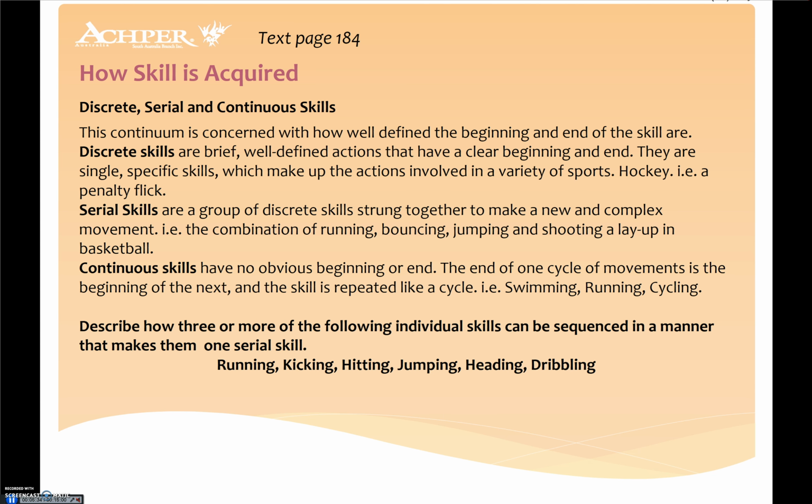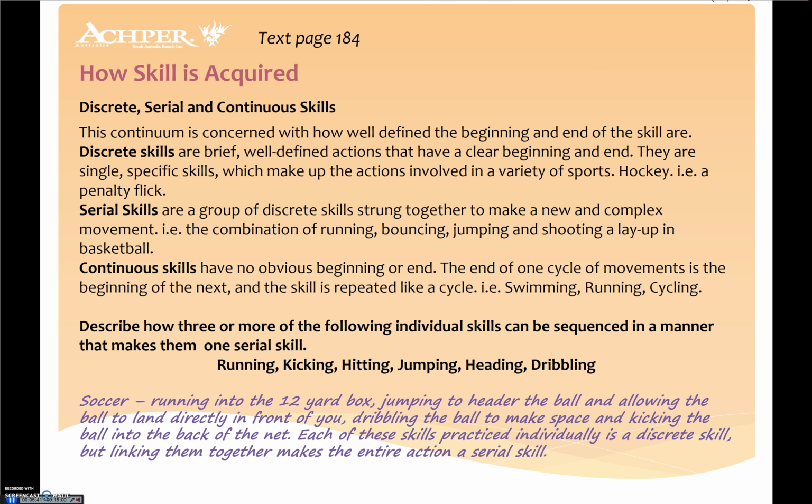Describe how 3 or more of the following skills can be sequenced in a manner that makes them a serial skill. So soccer: running into the 12-yard box, jumping to head the ball and allowing the ball to land directly in front of you, dribbling the ball to make space, then kicking the ball into the back of the net. So that's an example of how those individual discrete skills can then be put into a serial skill.